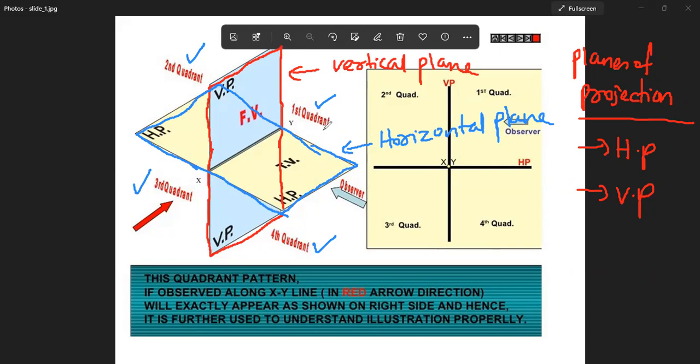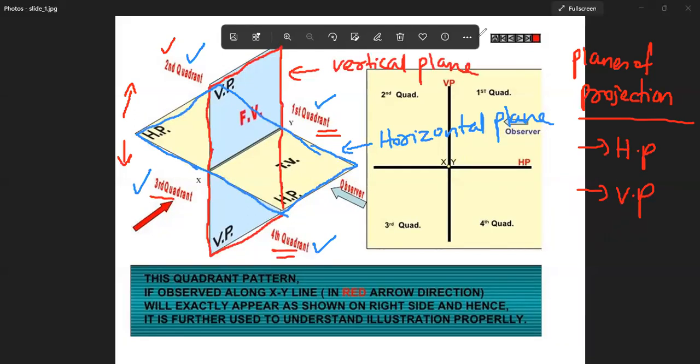And this region is called the first quadrant. Above HP and in front of VP, that is the first quadrant. Above horizontal plane and behind VP, that is the second quadrant. Below horizontal plane and behind VP, that is the third quadrant. And below HP and in front of VP, that is the fourth quadrant.